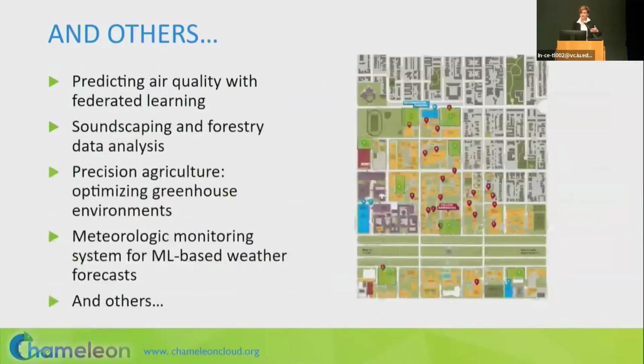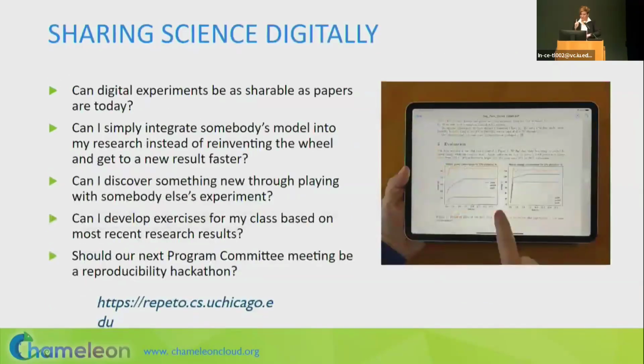And there are many, many other projects that predict air quality with federated learning. We're working with a group at Purdue on soundscaping. This is when they deploy microphones in a forest, turn them on every so often to listen to the sounds in the forest, and then can reason based on that what animals are present and what noises the plants make, and things like that. Precision agriculture, so that's instrumenting greenhouses to look at plants, meteorological monitoring, and others. And I won't talk about them later.